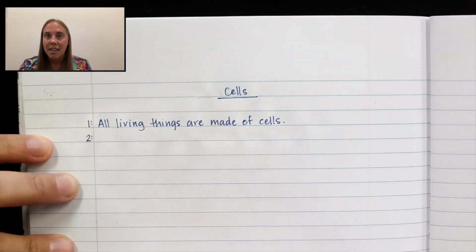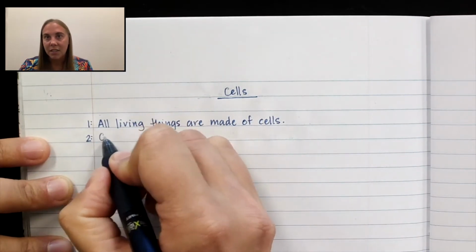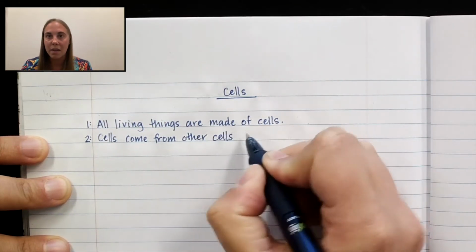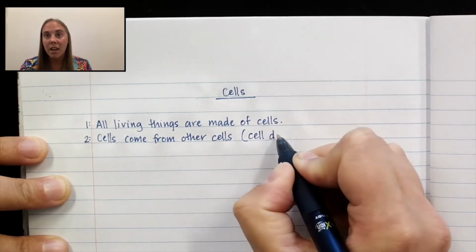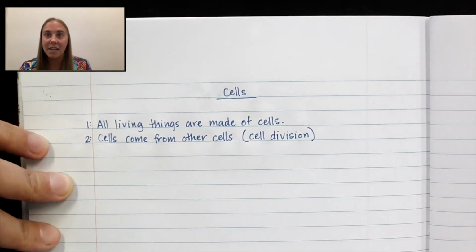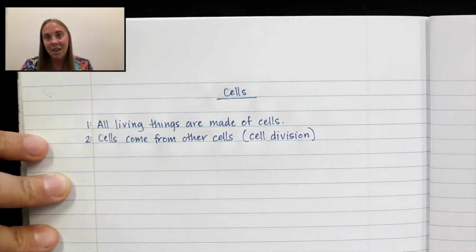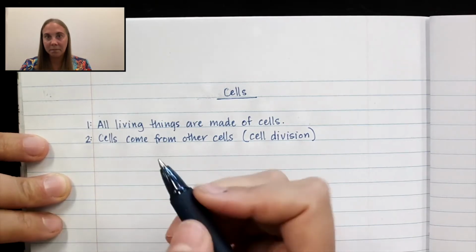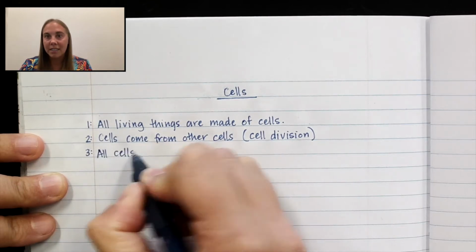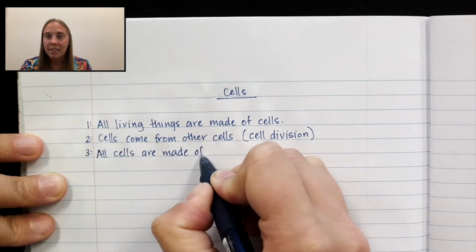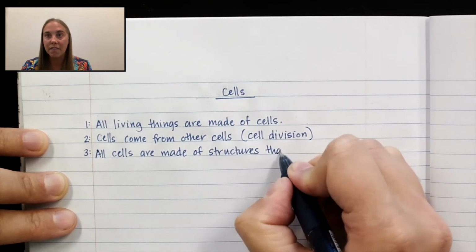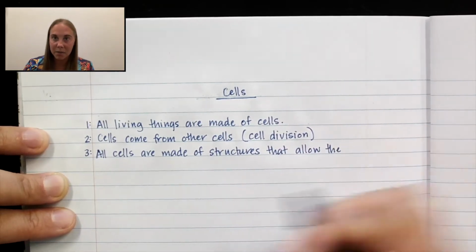Rule number two, cells come from other cells. So we call this process cell division. And there are a few theories about how we came up with the first cells, but for now, we know that there are cells, and all new cells are going to come from existing cells when those existing cells divide. All right, rule number three, all cells are made of structures that allow the cell to function. Some of those structures are going to be found in all cells, and other structures are going to be only found in plant cells or only found in animal cells.